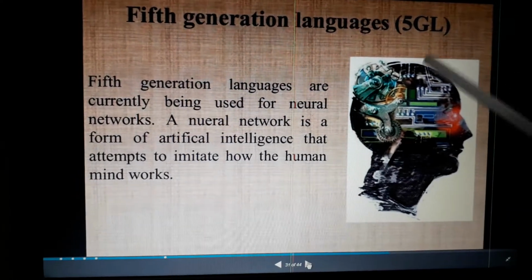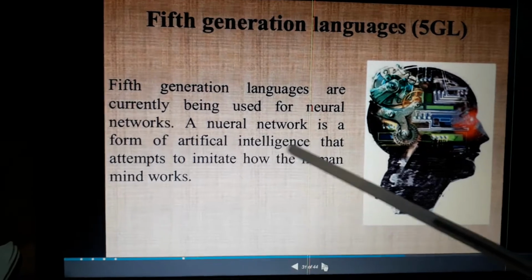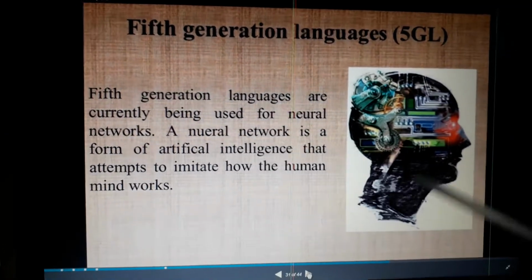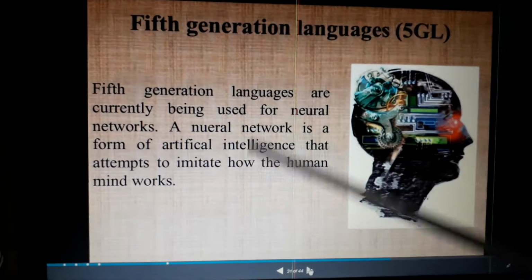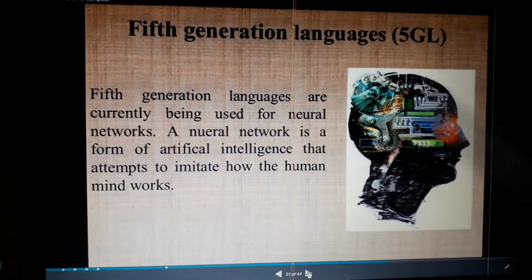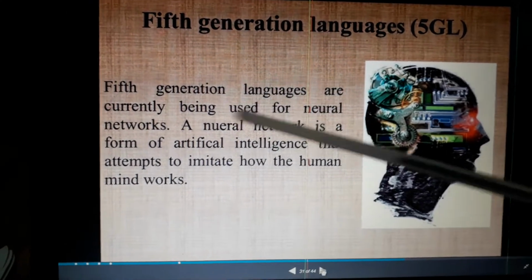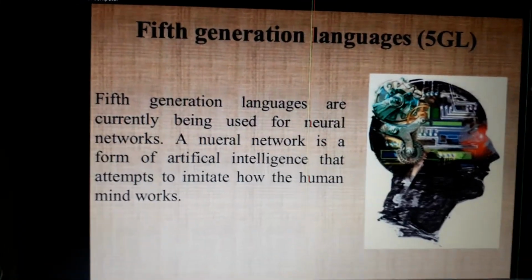This neural network works like our brain. It is a form of AI that attempts to imitate how the human mind works. So whatever function our brain is doing, we are making a machine do the same, to think like us or more advanced than us. Even without our presence, it has to work. It has to think. That is called artificial intelligence.